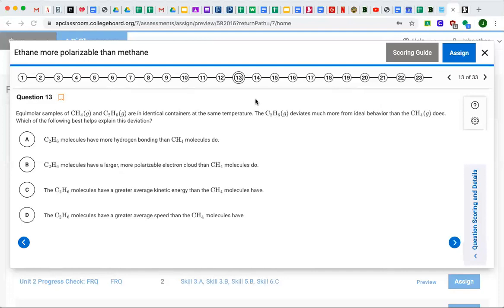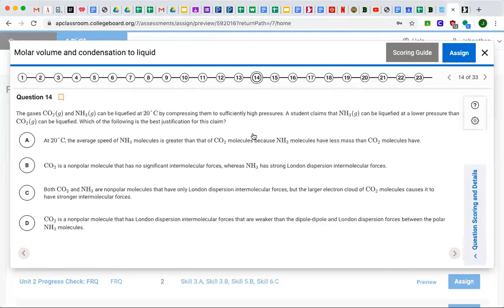Okay, and we're all in the same boat. We all have different things that we have to review. So let's take a look at number 14.